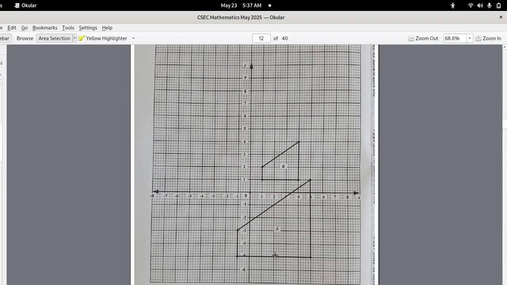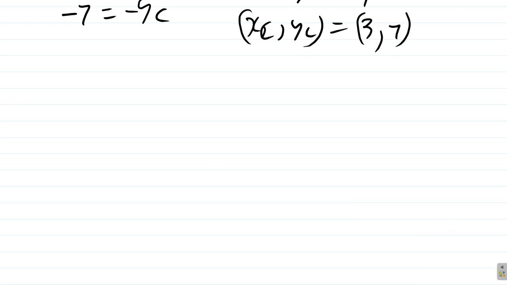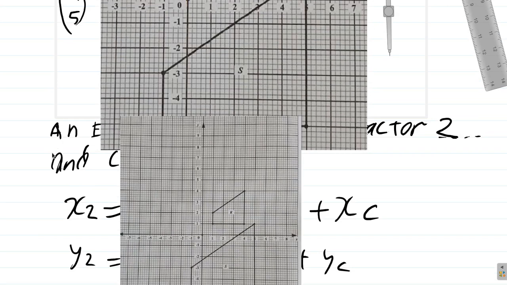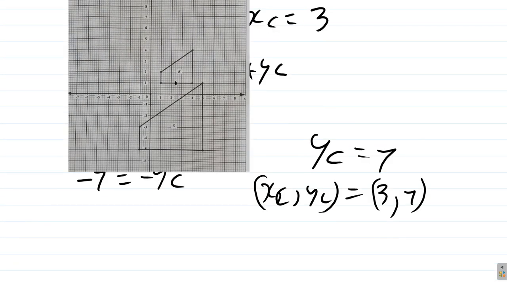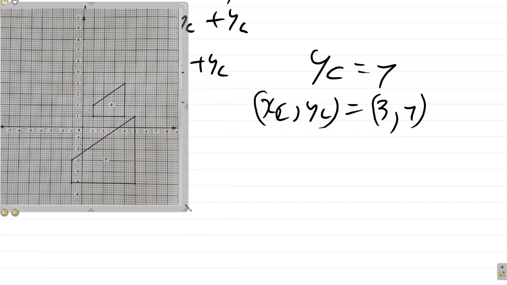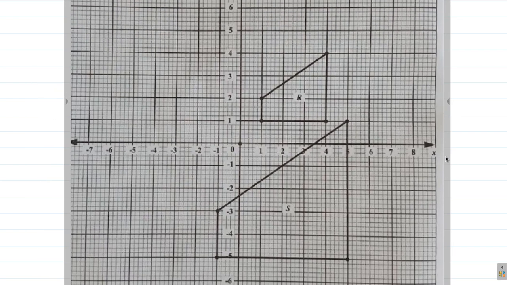So, let us do it like this. Let's copy this and paste it over here. Then drag this down. Alright. Now, we're going to rotate it 180 degrees about the origin.